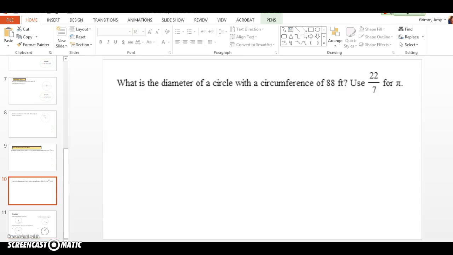Okay, what is the diameter of a circle with a circumference of 88 feet? Okay, so I'm going to start with my formula, and I want my diameter formula. Circumference formula with diameter in it, sorry. Okay, so what do I plug in?